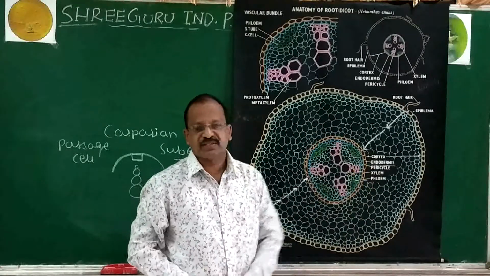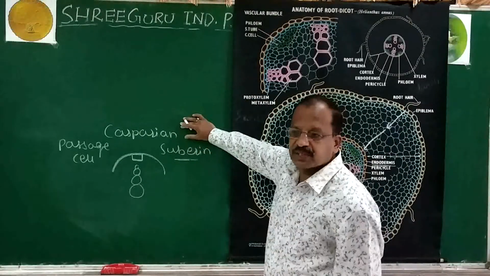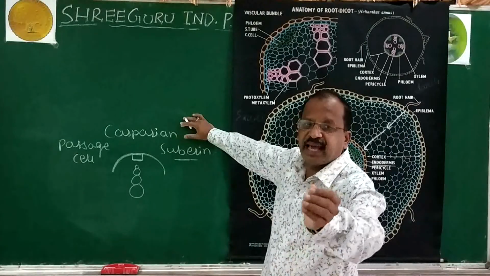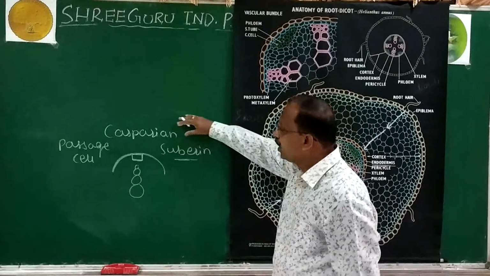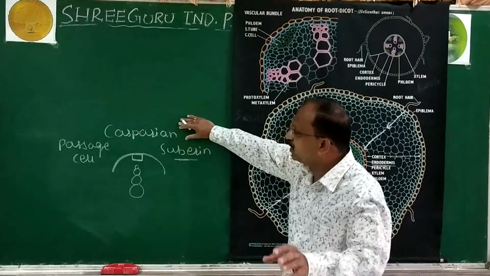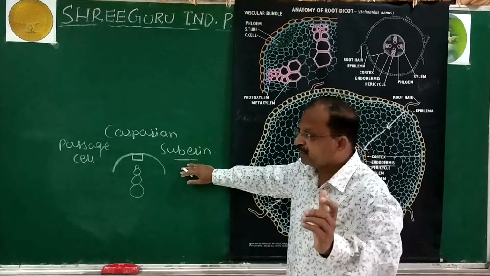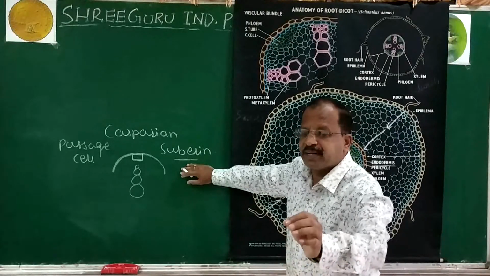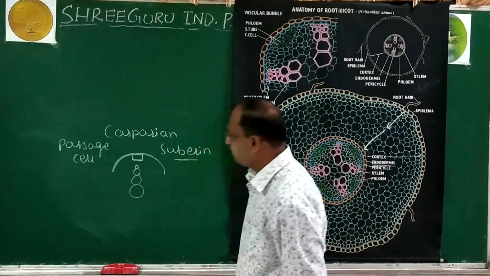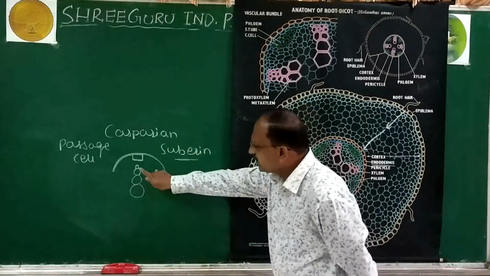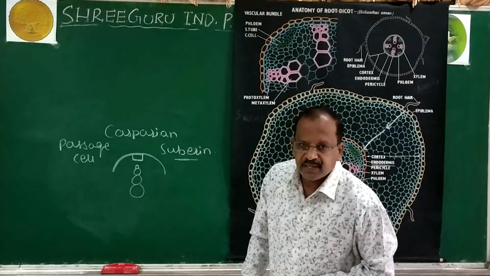Most of the endodermal cells will show Casparian thickening. This layer is so named because it was first discovered by the scientist Caspar. So as a mark of honor, it is called Casparian thickening. That is nothing but deposition of suberin, a water impermeable material. But some of the cells which are present just opposite to the protoxylem do not show this Casparian thickening.